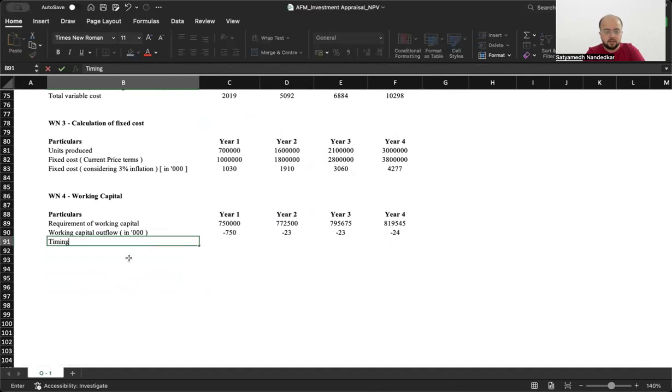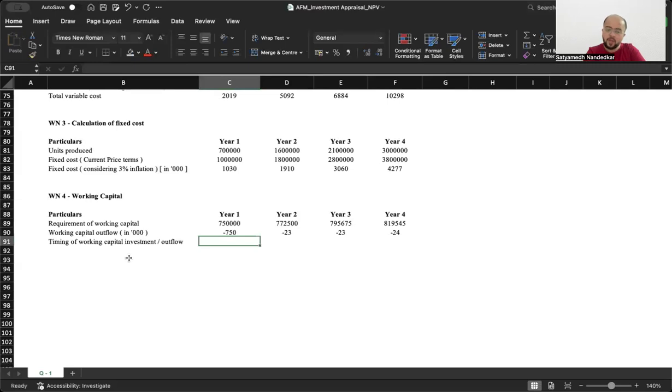Then what is the timing of working capital investment or outflow? Year 1 का working capital you would need at the start of year 1, which is T0. Year 2 का working capital you would need at the start of year 2. Start of year 2 is the same as end of year 1, so you will write T1. Then year 3 का working capital you would need at the start of the year 3, which means the same thing as end of year 2. तो यहाँ पे हो जाएगा T2, यहाँ पे हो जाएगा T3.